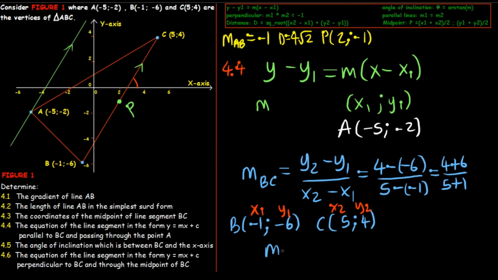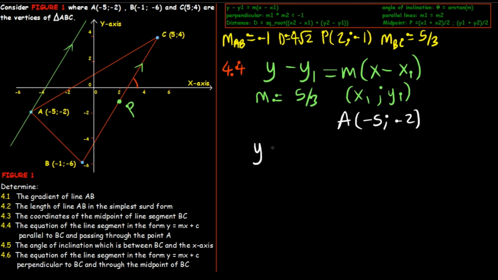So our gradient is going to be 10 over 6. If we divide everything by 2, we get 5 over 3. So this is the gradient of the line BC as well as this line, which we need to determine its equation. So this gradient is 5 over 3. So now let's solve for its equation.